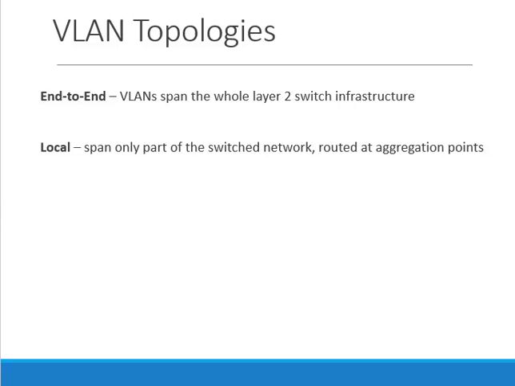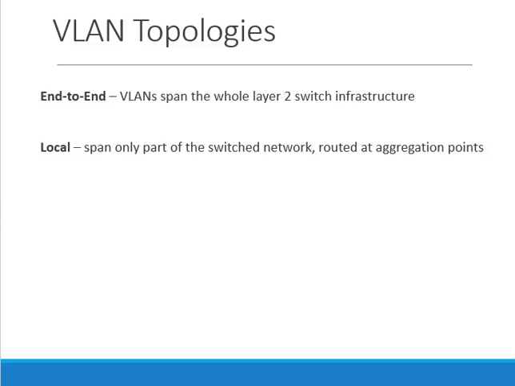So our other topology is local, and that will span only part of the switch network, and then we route those VLANs at aggregation points. Usually the distribution, or we could route at the core layer. That's the opposite of the 80-20 rule; it's kind of the 20-80 rule. 20% of the traffic stays local, a small part of it, and 80% of my traffic or more needs to go off of that broadcast domain or to some sort of remote area.